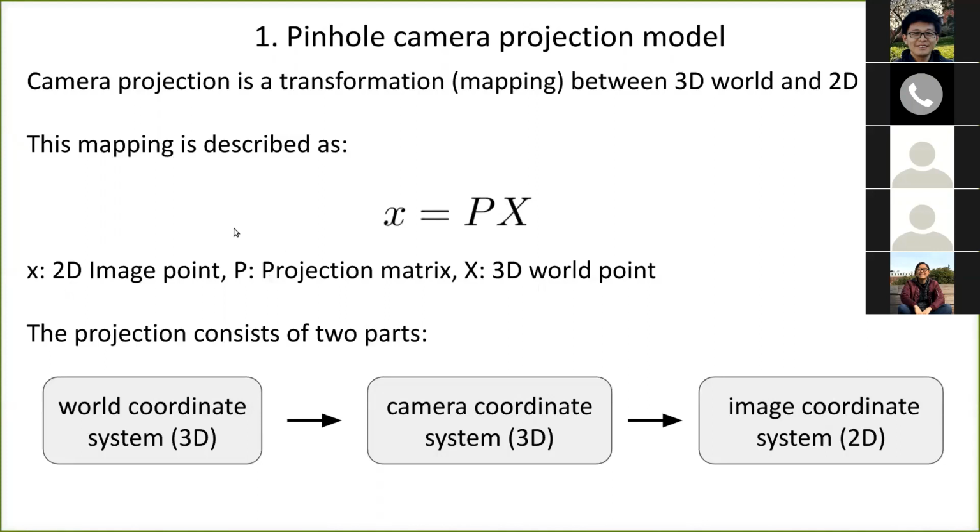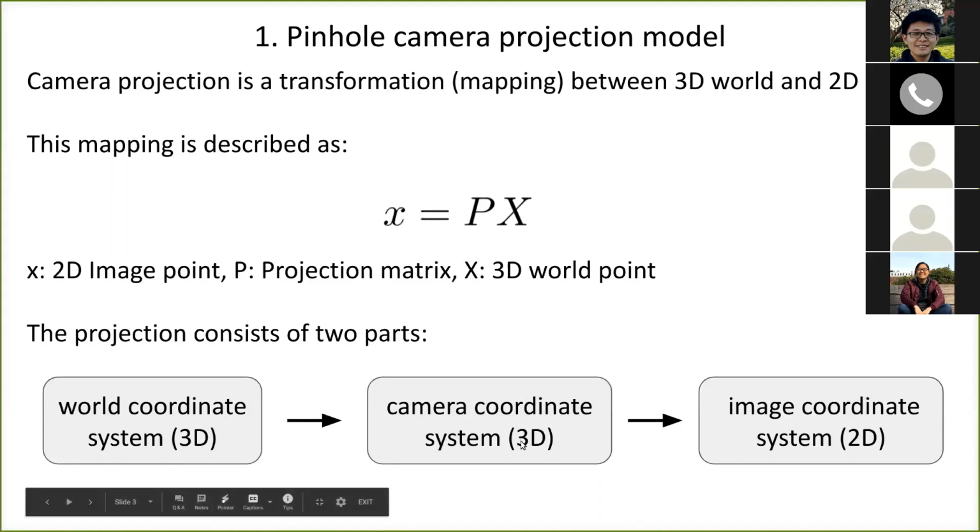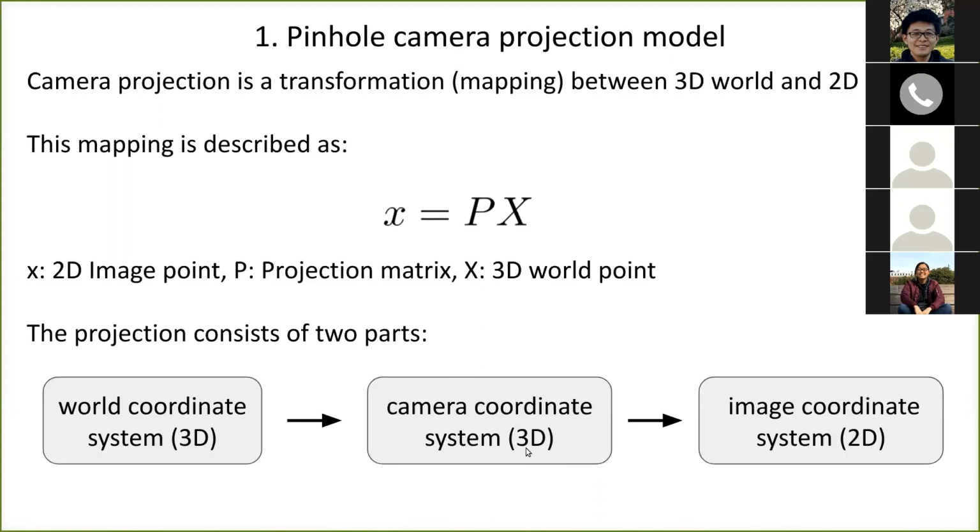So in conclusion, the projection actually consists of two parts. The first is the world coordinate system in 3D, which we transform to the camera coordinate system, also in 3D, through a rigid body transformation from 3D to 3D. And then we project this 3D point in the camera coordinate system to the image coordinate system in 2D. So we can see a 2D image, like we get in all the cameras that we have.